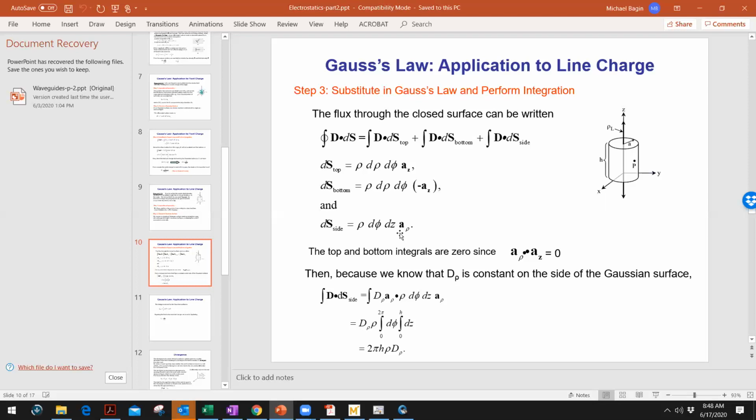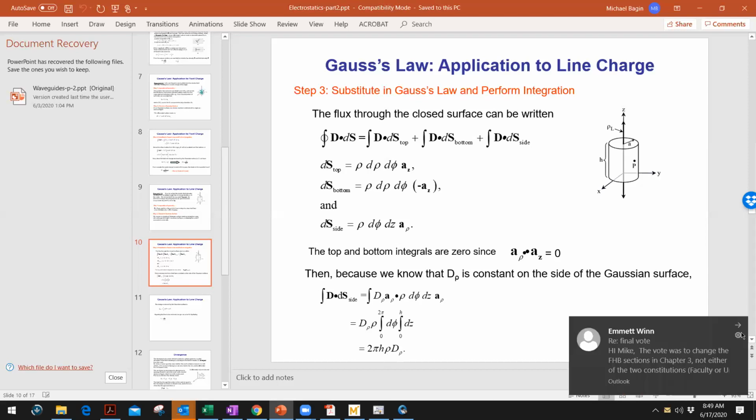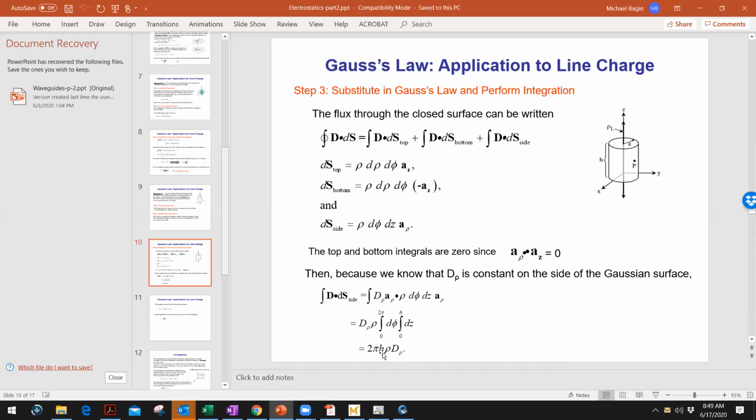All right. And then finally, this is the differential I mentioned. This is the one that counts. So he says a rho dot az is 0. Finally, coming down here, we can say the integral of D dot ds would be equal to just D rho a rho dot rho d phi dz a rho. And then you can see the integration of phi goes from 0 to 2 pi. It's all the way around the xy plane. And dz goes from 0 to h, and you would have 2 pi h. Sorry about this. 2 pi h rho times D rho. Does everybody agree with that integration?